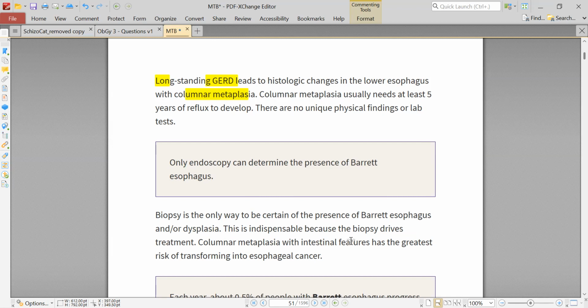Columnar metaplasia with intestinal features has the greatest risk of transforming into esophageal cancer. So columnar metaplasia with intestinal features carries a greater risk of esophageal cancer.